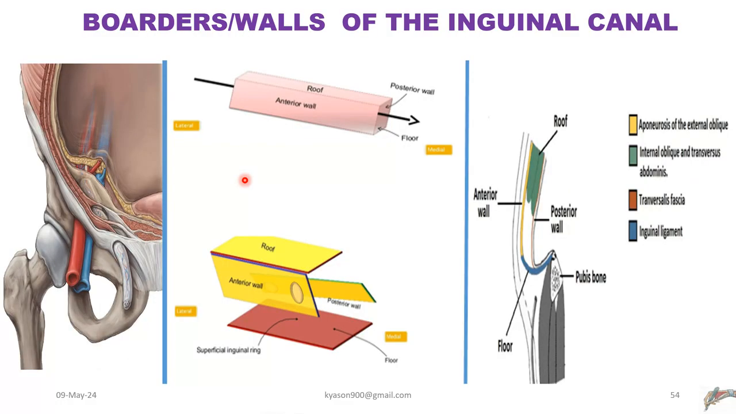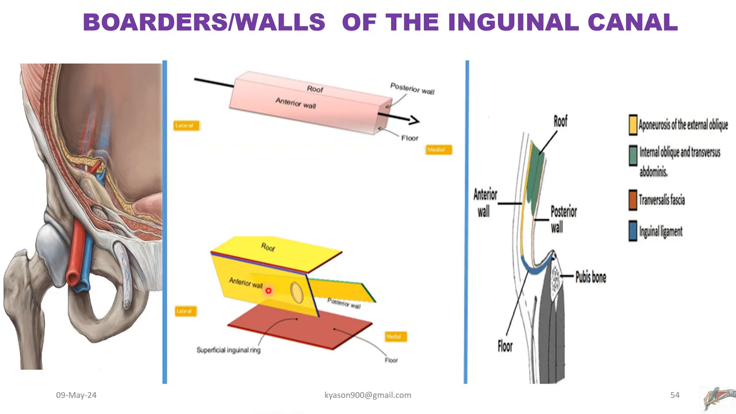This canal has boundaries or walls that are easily appreciated here. You can imagine this canal to be like a box. Okay, for clarity, for you to understand the walls, you just imagine it to be like a box or a rectangle, as you can see here, with an anterior wall, with a roof, with a posterior wall, and the floor.